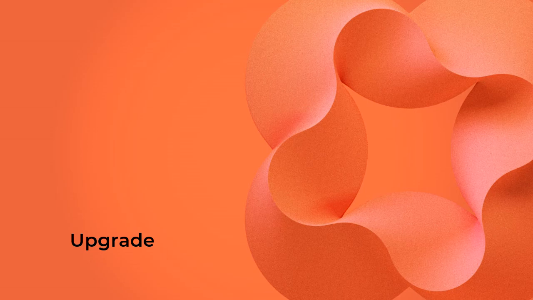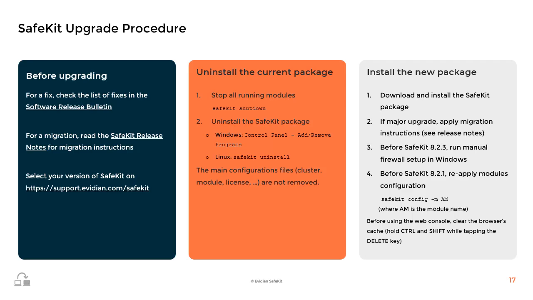Let's now examine how to make an upgrade of SafeKit. The upgrade procedure involves 3 important steps to ensure a smooth transition. Firstly, before upgrading, check the list of fixes in the software release bulletin and read the SafeKit release notes for migration instructions. You can select your version of SafeKit on the Avidian website.